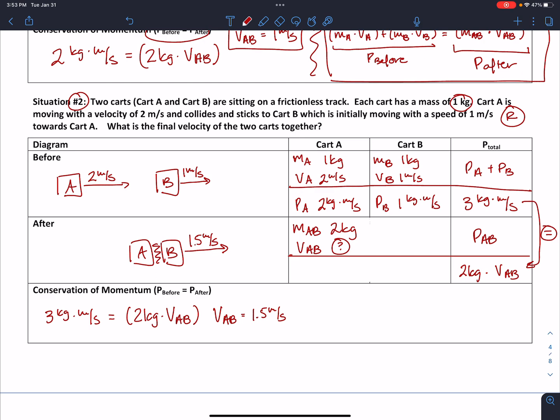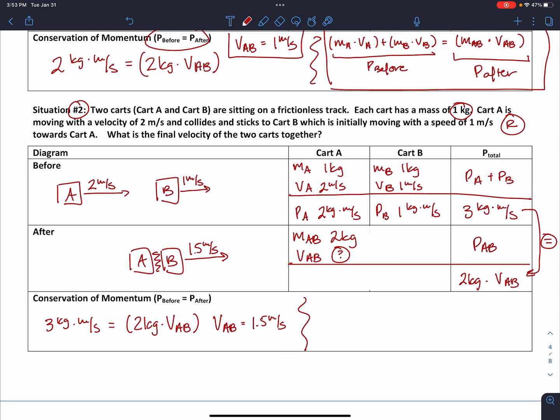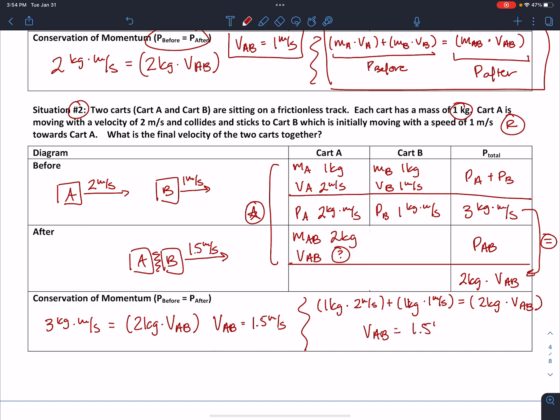Again, this particular problem, we could have solved it just using the formula above, right? I could have said mass of A, which is 1 kilogram, times velocity of A at 2 meters per second, plus mass of B at 1 kilogram times its velocity at 1 meter per second, has to be equal to the mass of the two, which is 2 kilograms, times that unknown velocity. So you don't have to do it this way. It's just a nice way to break it down so you can see it. But if we do all of the math here, we're going to end up with a velocity value of 1.5 meters per second, just like we saw over here.